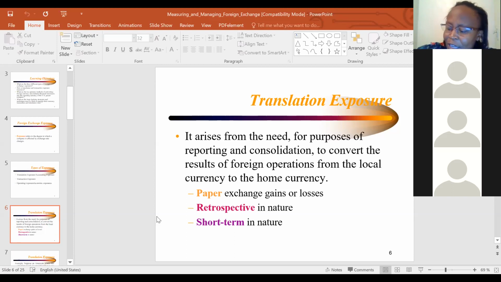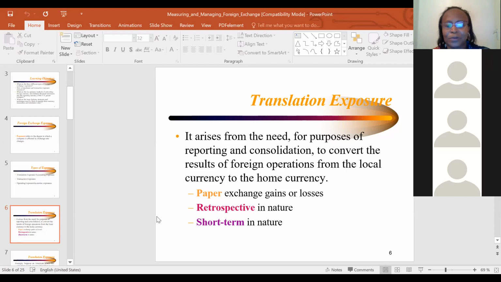Translation exposure, remember we said one way of carrying out international trade, you can have subsidiaries in the other countries, and you have the home company in a given country. At the end of the year, you have to convert all the books to the home currency. Some of them are trading in Tanzanian shillings, others in Ugandan shillings, so they are keeping records in those currencies. But at the end of the year, because the mother country is in Kenya, all the books must be converted to the home currency, that is Kenyan shillings.